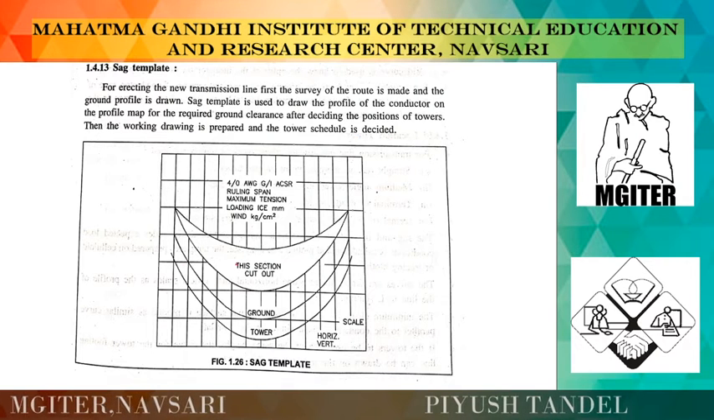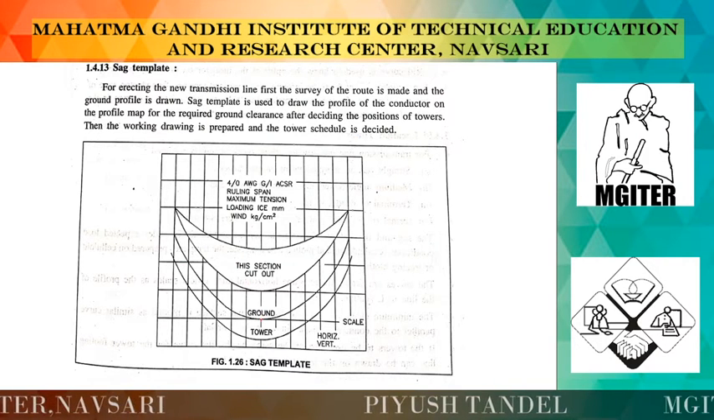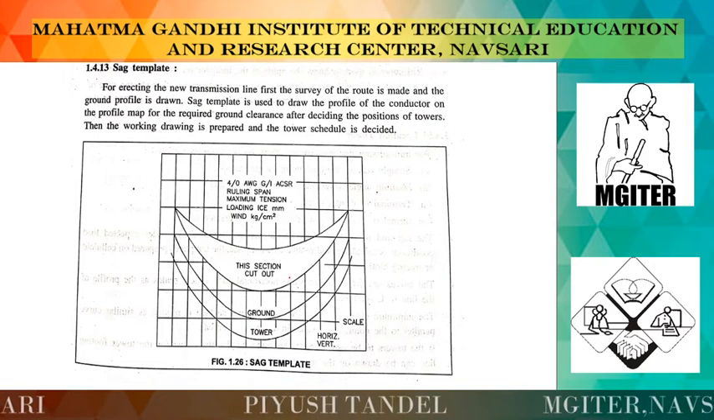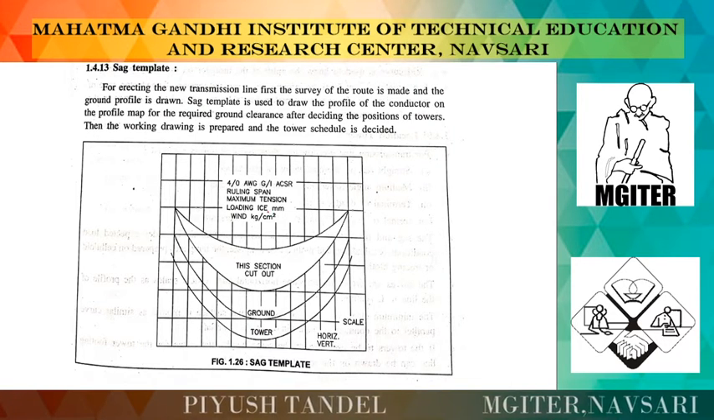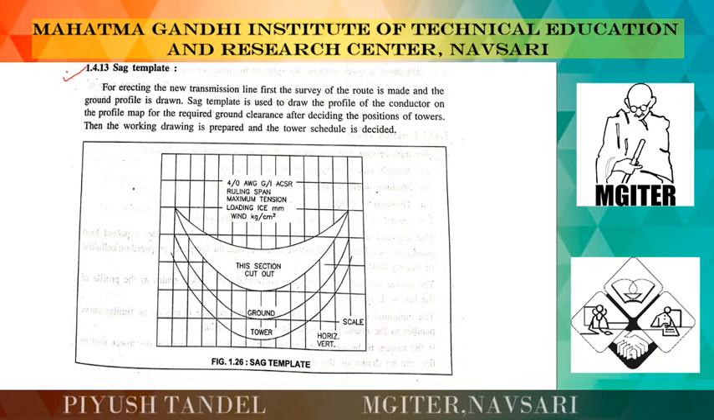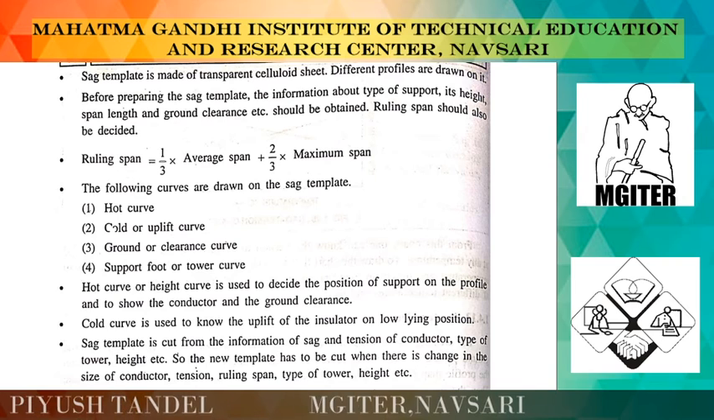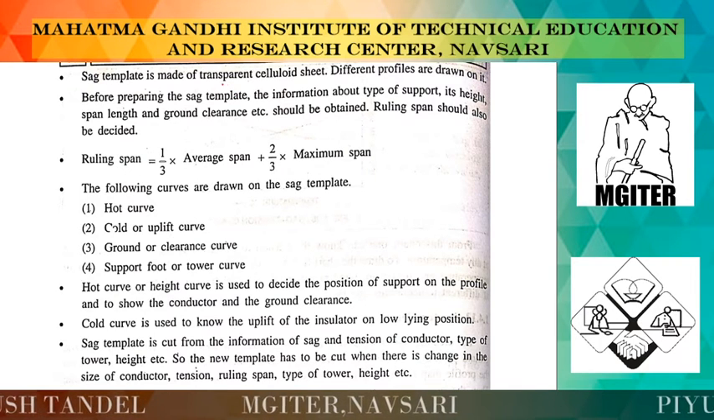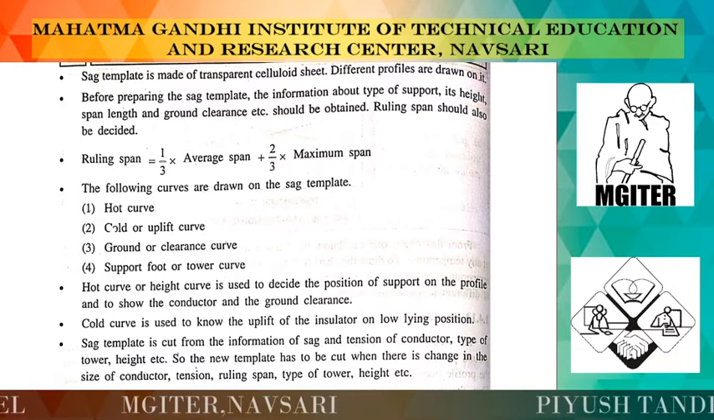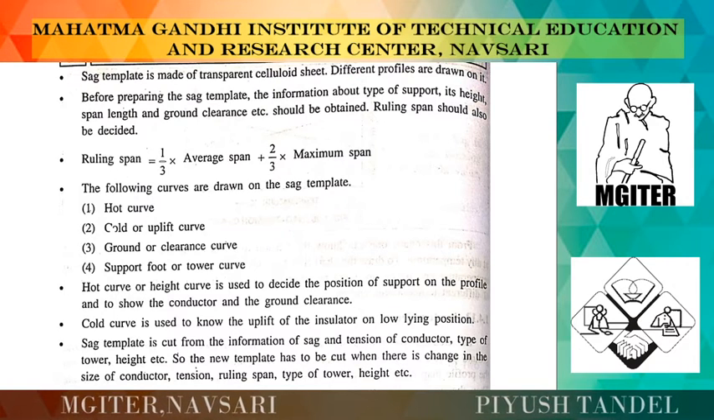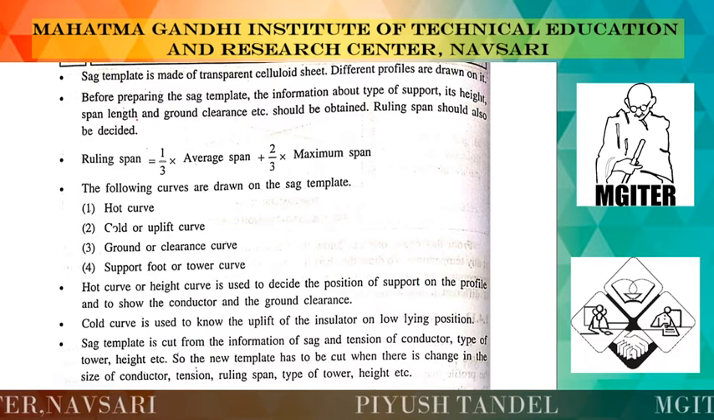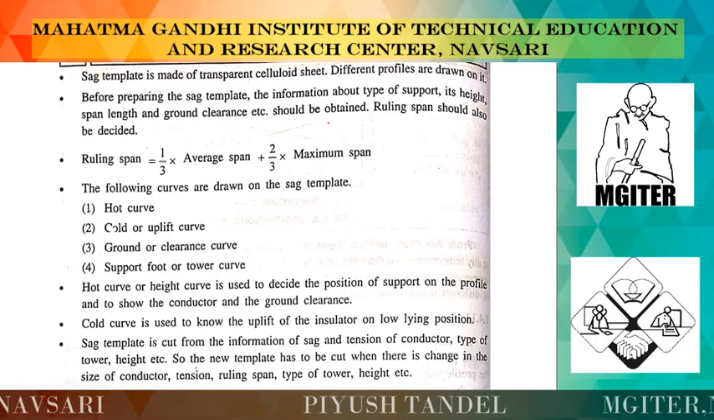Here we can see this is the cutout section, and this is the ground, and this is the tower. From this sag template we can easily design the span between the towers. This is called a sag template. The sag template is made of transparent celluloid sheet and different profiles are drawn on it. Before preparing the sag template, information about the type of support, the height, the span lengths and the ground clearance etc. should be obtained.